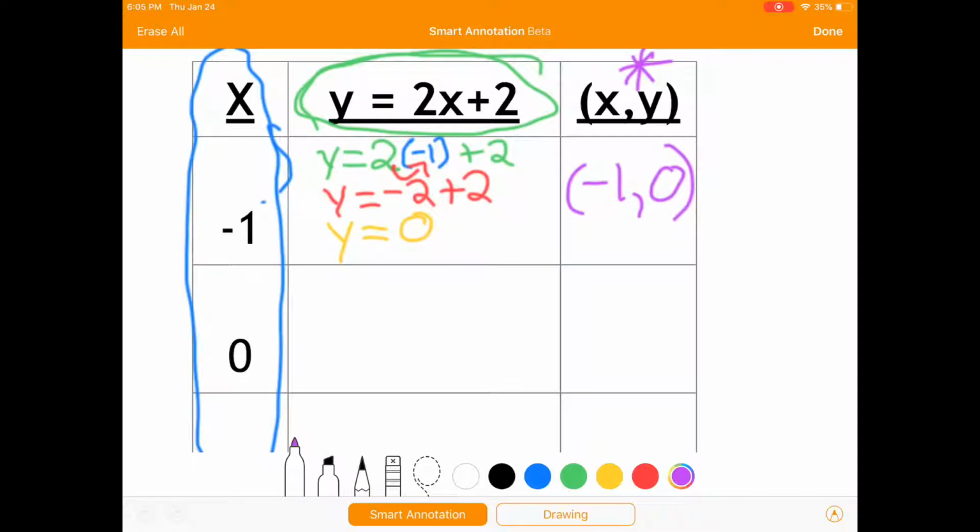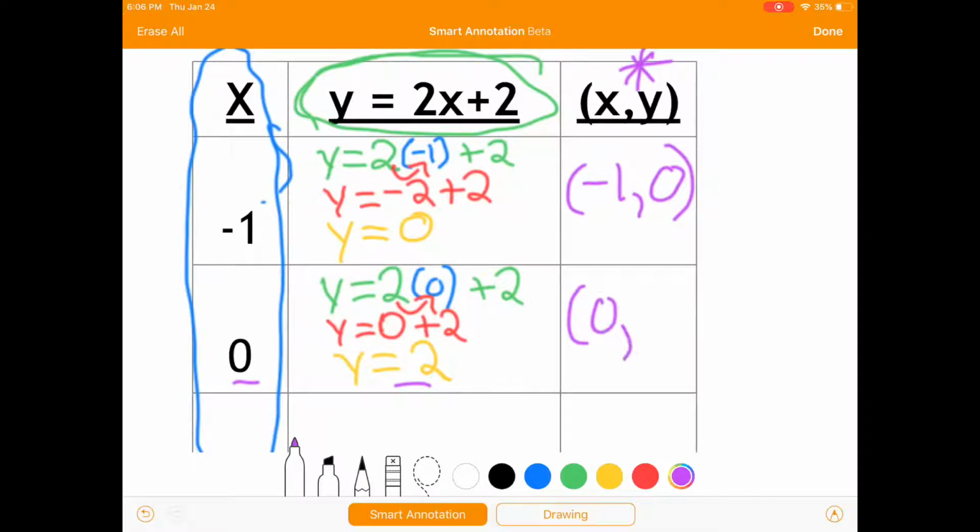So for the second one, we still have our same equation, y equals 2x plus 2, but instead of x, I'm going to put 0. So y equals 2(0) plus 2. Then I'm going to distribute my 2 to my 0, and I have y equals 0, because anything times 0 is 0, plus 2. Let's simplify. 0 plus 2 is just 2. And then I take my x value and my y value and put them in an ordered pair. So (0, 2).